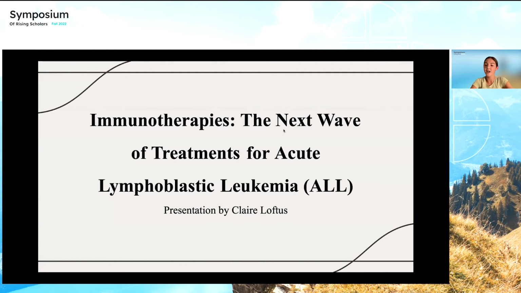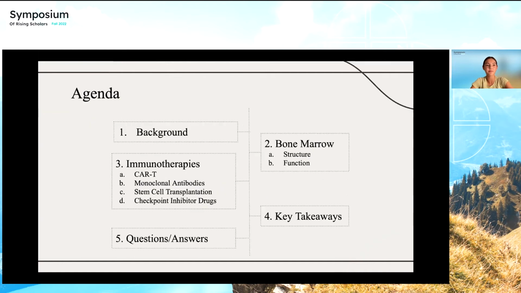Okay. So hi everyone, my name is Claire Loftus and my project is titled Immunotherapies, the next wave of treatments for acute lymphoblastic leukemia. And I chose this type of cancer because it is most common amongst adolescents like myself.